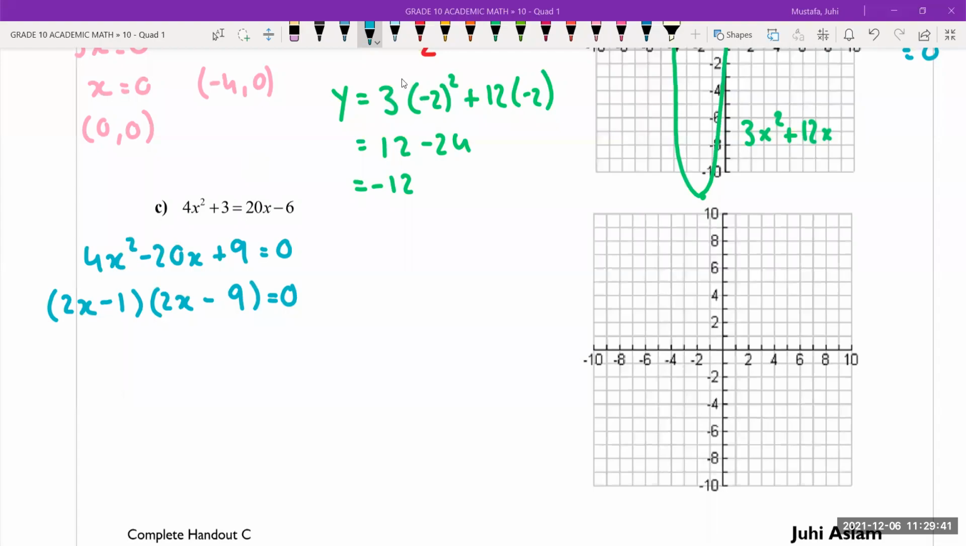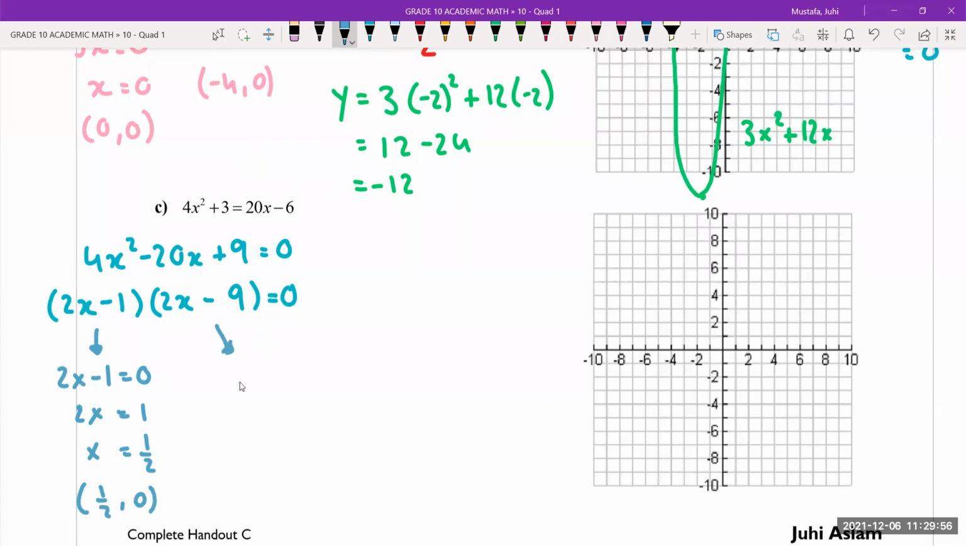Hold on, I'm recording. Okay, so these are my factors. And now what I'm going to do is this one requires a little bit more work. So it's going to be 2x minus 1 is equal to 0. 2x is equal to 1, and x is going to be equal to a half. So it's going to be a half comma 0.